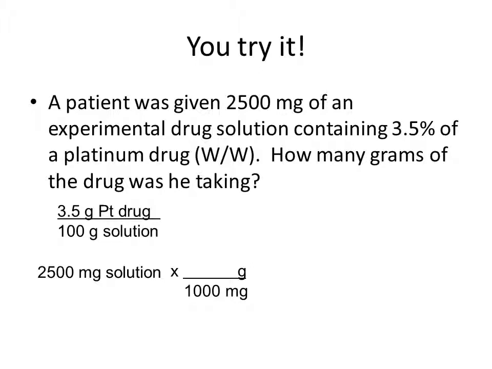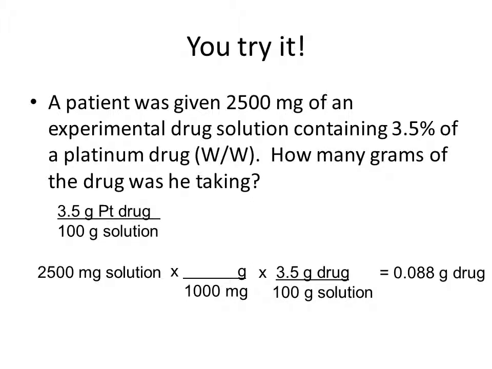Once I have grams, then I can go grams of the solution in the denominator. That cancels out the solution, and then go 2 grams of drug in the numerator. This answers the question then, how many grams of the drug was he taking? And if you put this in your calculator and go all the way through to the end, you get that it was 0.22 grams of the drug.